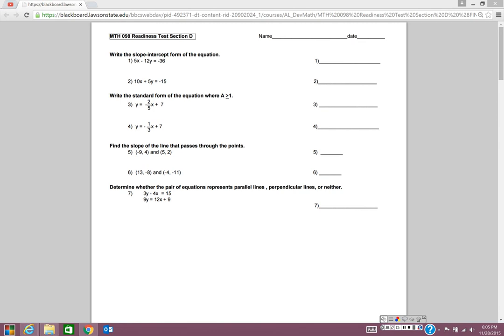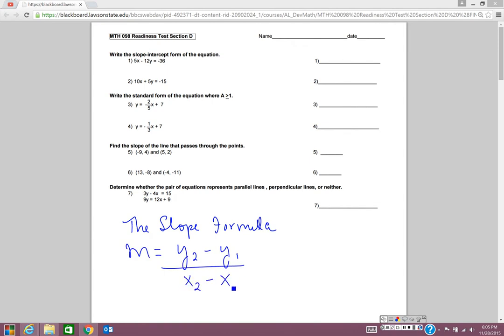Moving on. Let's go to find the slope of the line that passes through the points. Now, when you're given 2 points, you find the slope using the slope formula. So let me write down the slope formula. You should write it too. So basically, given 2 points, you can plug in your points into the slope formula. Here in number 5, we have negative 9, 4, which is your first set of points, and 5, 2, which is your second set of points.